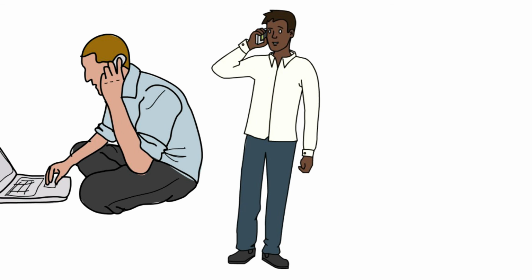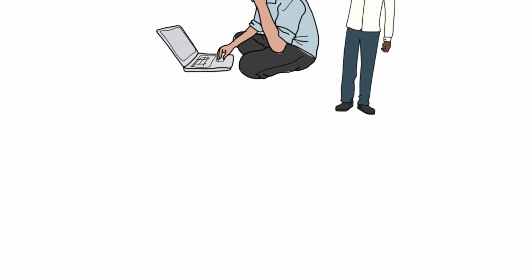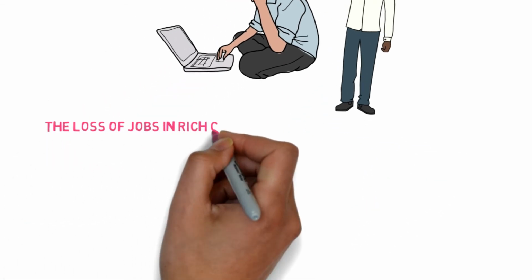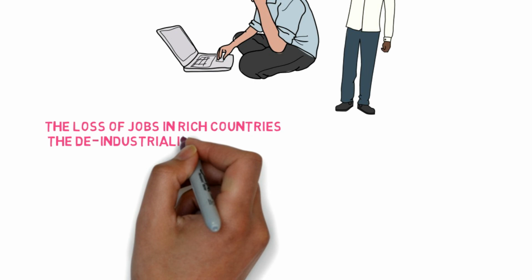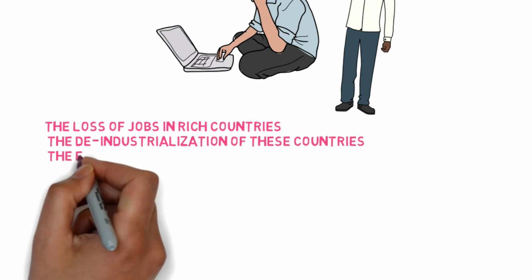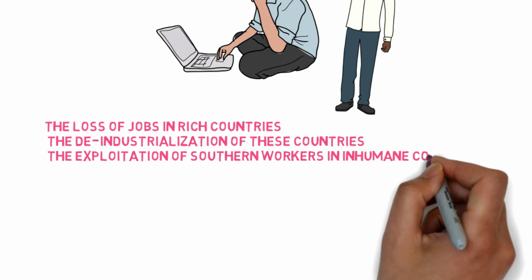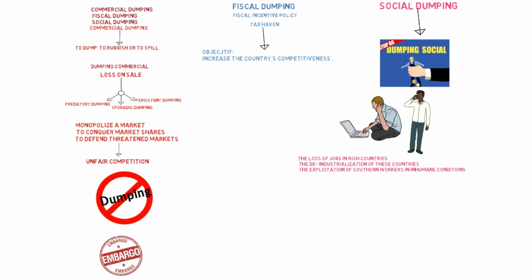but who will receive a salary equivalent to the Guinean one. His social contribution will be paid in Guinea. This would allow the company to decrease its costs. Thus, the repercussions of social dumping will be either the loss of jobs in rich countries, the deindustrialization of these countries, or the exploitation of southern workers in inhumane conditions.